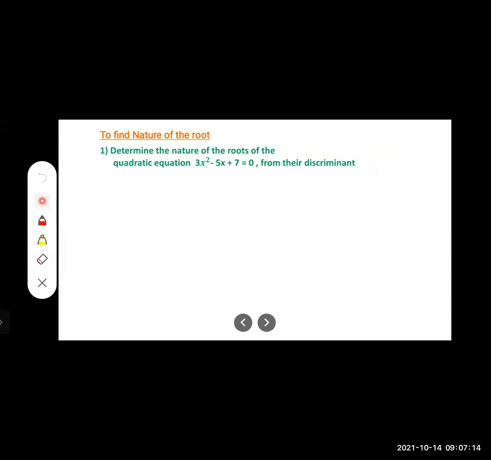So write the equation first, and then write the values of A, B, C. What is A value? 3. B value? Minus 5, and C value 7. Yes. And then write the formula. Delta equal to B square minus 4AC. Then substitute it. Minus 5, the whole square. Minus. Write 4 as it is. And substitute A as 3. And substitute for C. What is the value here? 7. And then minus into minus becomes plus. 5 5s are 25. Then minus you write here. And 4 3s are 12. 12 into 7, 84. Okay?